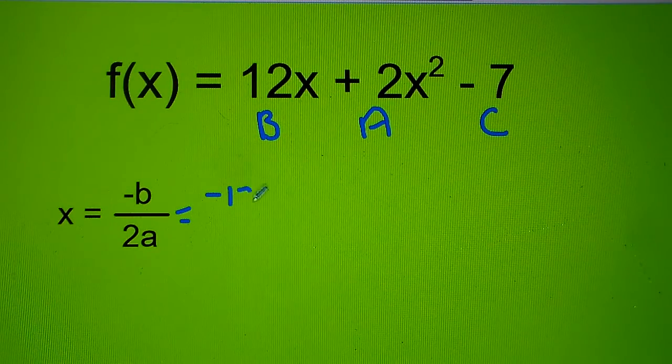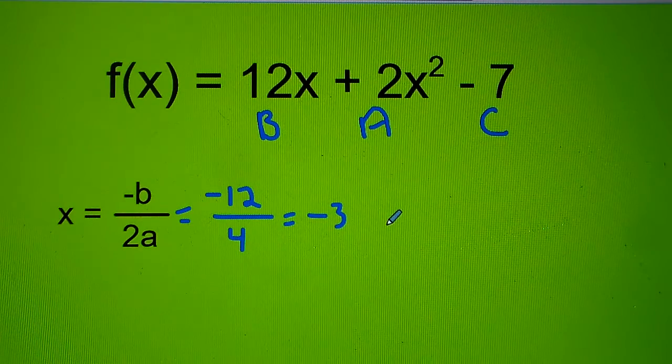So it'll be minus 12 over 2 times my a value. So 2 times 2 is 4. Negative 12 over 4 gets us negative 3. So be careful. Make sure you identify your a, b, and c first so you don't get tripped up. And I just showed you what happens when you get tripped up. You get a wrong answer.